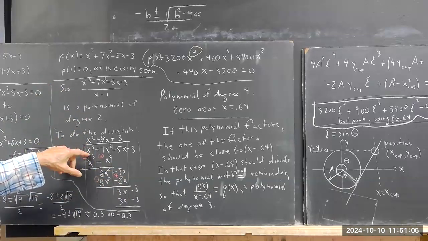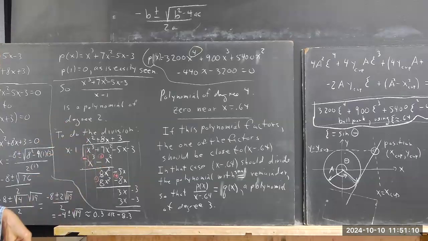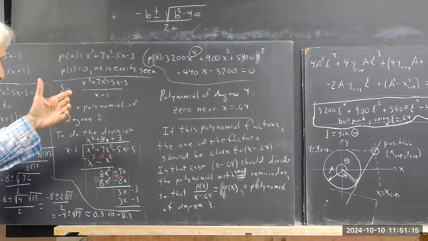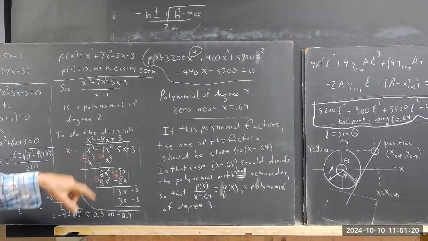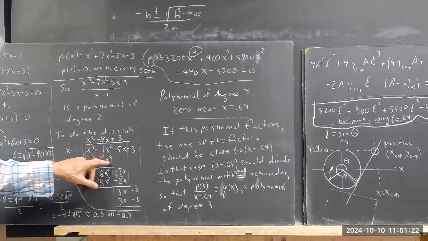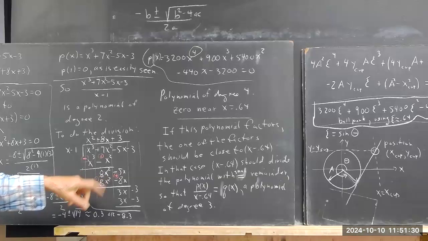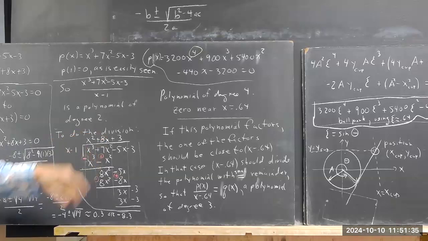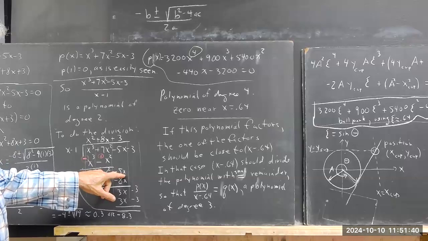We've divided X into X cubed to get X squared. We've multiplied X squared by the divisor, we get this. And then we write a little minus and a little plus because we're going to be subtracting. So that X cubed minus X cubed is a 0. 7X squared minus a negative X squared is the same as 7X squared plus X squared, which gives 8X squared. Okay. Well, then we divide X into 8X squared, we get 8X.